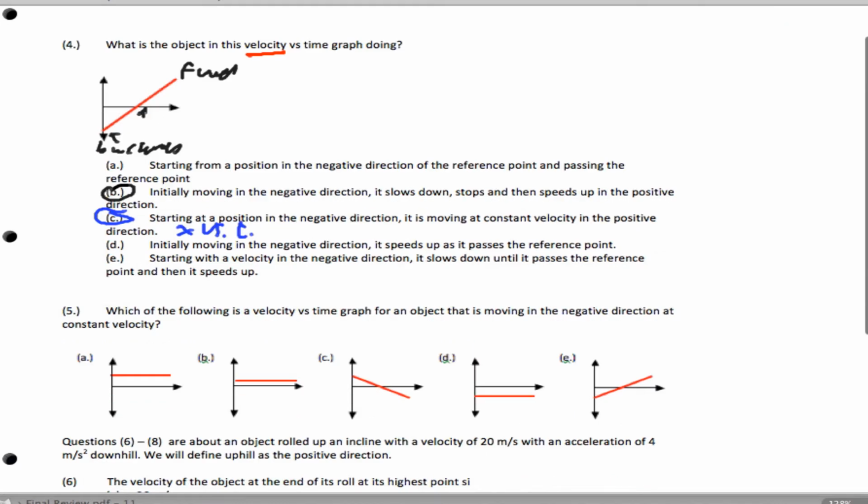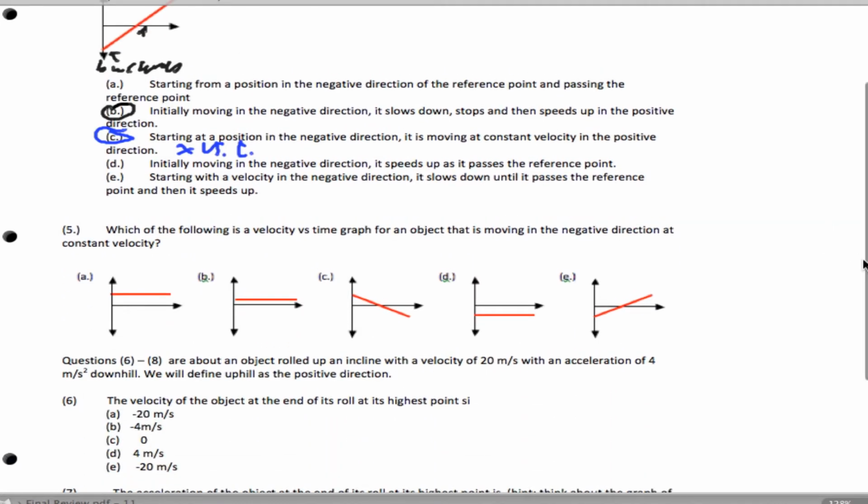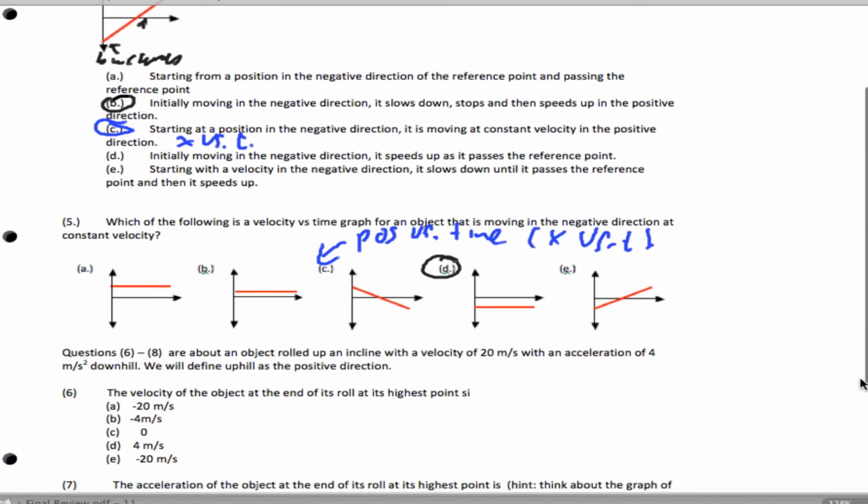All right. So question number 5. Which of the following is a velocity versus time graph for an object that is moving in the negative direction at constant velocity? Again, that's choice D, negative constant velocity. Now, a lot of people on their exam circled choice C. Once again, I want to remind you, choice C is if I'd asked you for a position versus time, x versus t. And that's why we choose D.